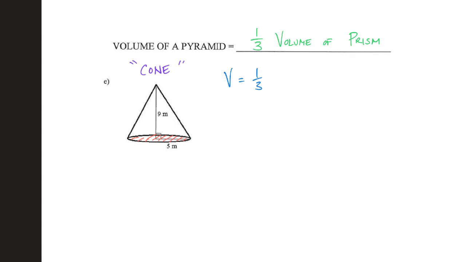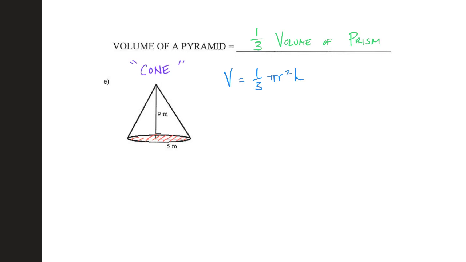So that red shape, that red base, is a circle. So the area of a circle is pi r squared. And now I need to multiply that by the height. So what we see then is 1/3, and what I just boxed in green, there's your formula for the volume of the cylinder, what it would have been had it been a prism.